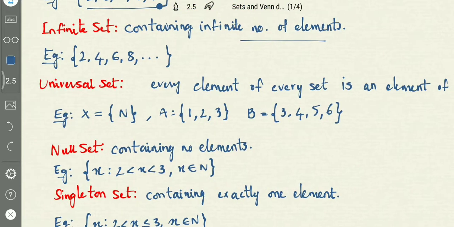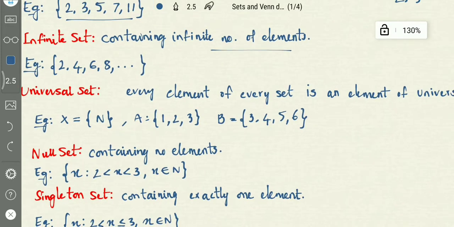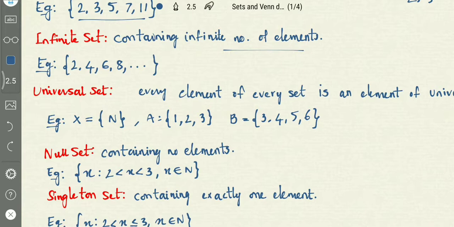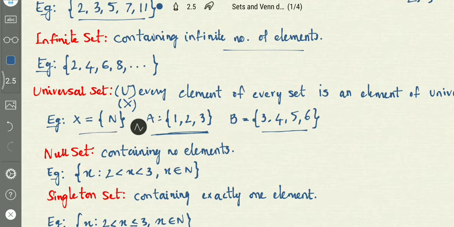What is a universal set? Every element of every set is an element of the universal set. For example, a universal set can be represented by U or X. Say a universal set is the set of natural numbers, and there is a set A having elements 1, 2 and 3, and B is a set having elements 3, 4, 5, 6. These elements are in the natural numbers, right? So this set of natural numbers is called the universal set, which means every set is a subset of the universal set. Let us see what is subset.